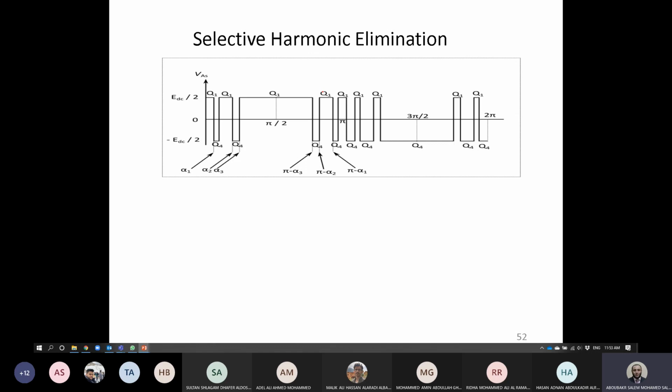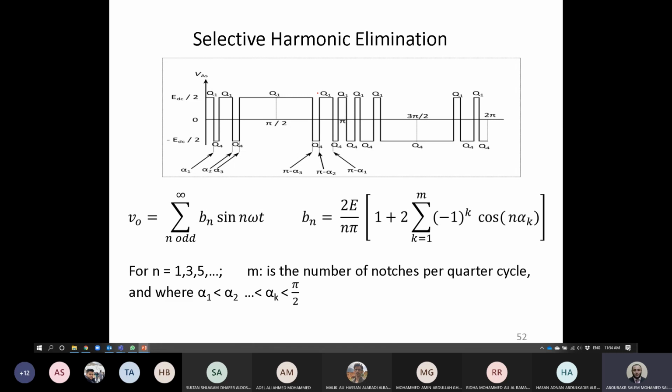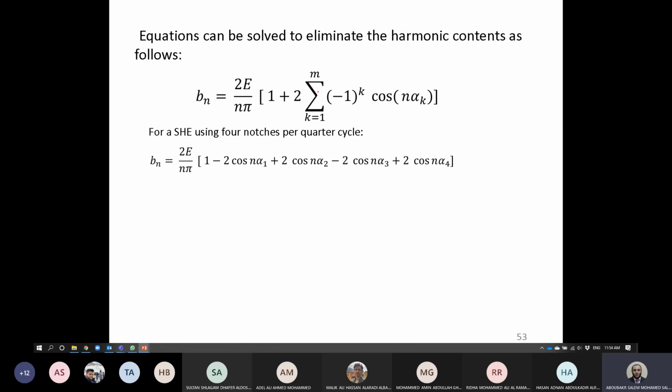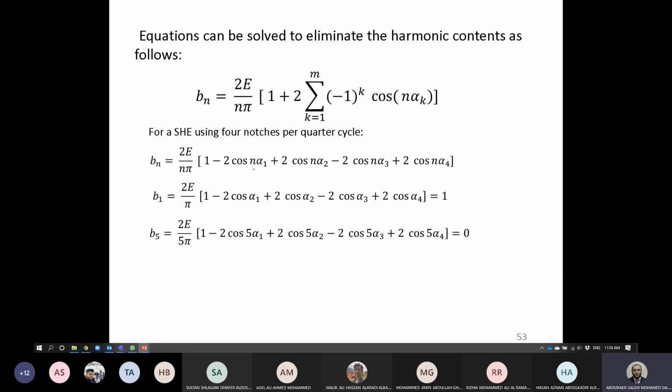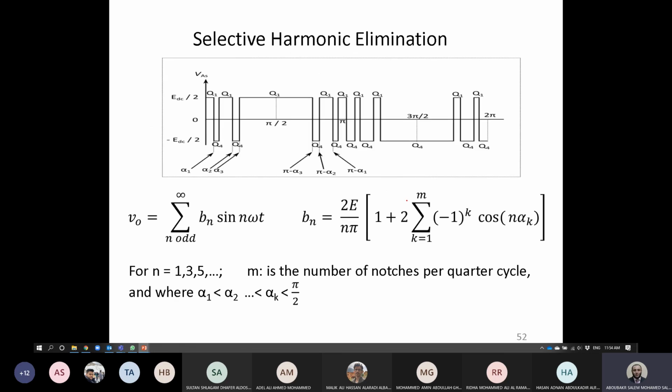Another technique is called selective harmonic elimination. It's a more advanced technique based on some Fourier analysis. We make some equations for the output waveform, and we could find that we can solve some equations in order to get zero harmonic for any defined order. So each harmonic order will have a series of equations like that: B1 equals a function of alpha 1, alpha 2, alpha 3, and alpha 4, which are the notch angles of the technique here, alpha 1, 2, 3, and so on.